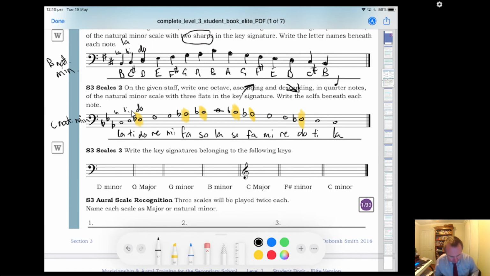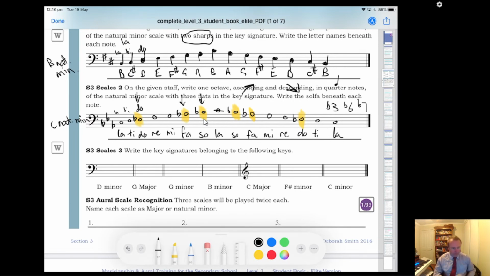Another way that we can describe the natural minor, and this is the way you'll probably prefer it, you'll probably find this easier, is that we can say a natural minor is just a major scale with the third, sixth, and seventh note flattened. In other words, flat 3, flat 6, flat 7. So, I'm not going to say anything more about that right now.